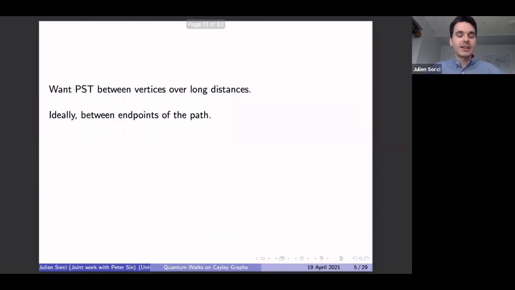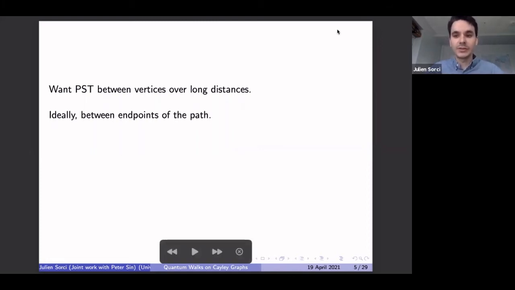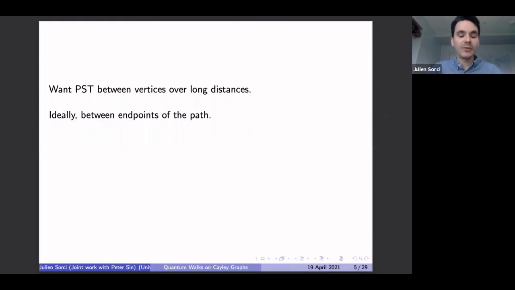Now in practice, we like to be able to get perfect state transfer between vertices that are very far apart in the graph, because this kind of represents transferring information across long distances, which might be important in applications. And also, we wouldn't want our graph to be too big and complicated. So the best situation we could hope for is that we'd have perfect state transfer between the endpoints of the path.